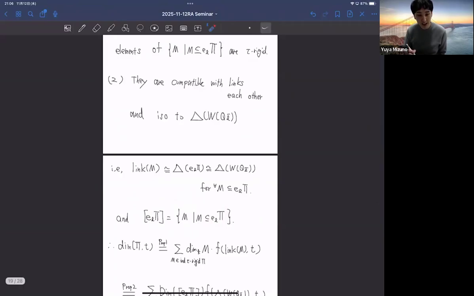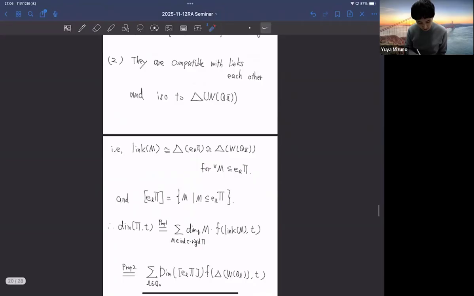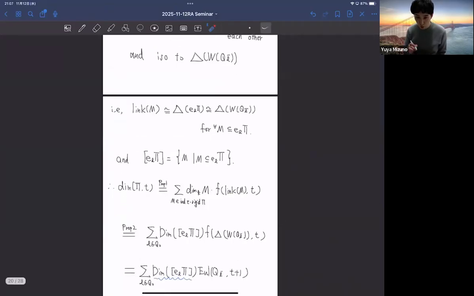As a summary of the previous observation, this d-polynomial can be calculated by using each indecomposable tau rigid module, but it's quite hard, in general, to determine the link for each indecomposable tau rigid module M. But in the case of preprojective, we get a quite nice equivalence class, namely each tau rigid module provides the same links for each submodule of an indecomposable projective.